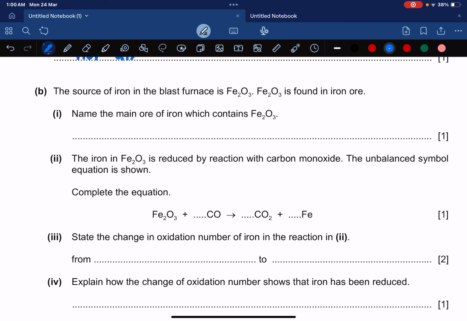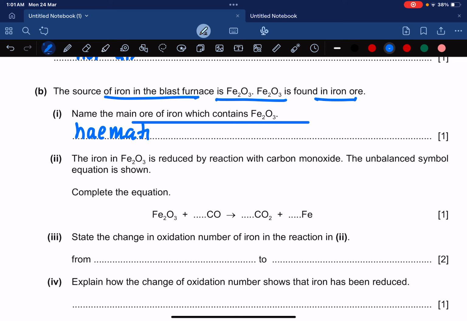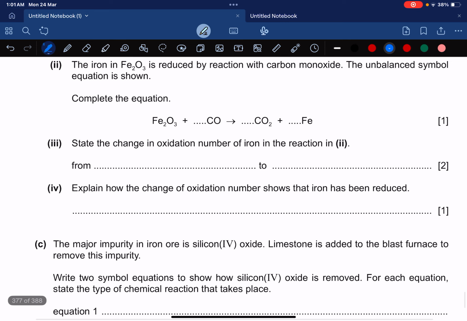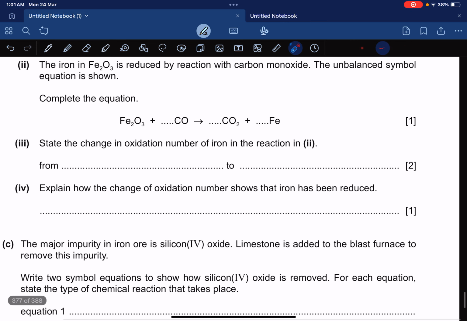अच्छा. The source of iron in the blast furnace is found in iron ore. ठीक है, name the main ore of iron which contains this. Obviously the ore of iron is hematite. The ore of aluminum is bauxite. Learn it. ठीक है, the iron Fe2O3 is reduced by the reaction with carbon monoxide.